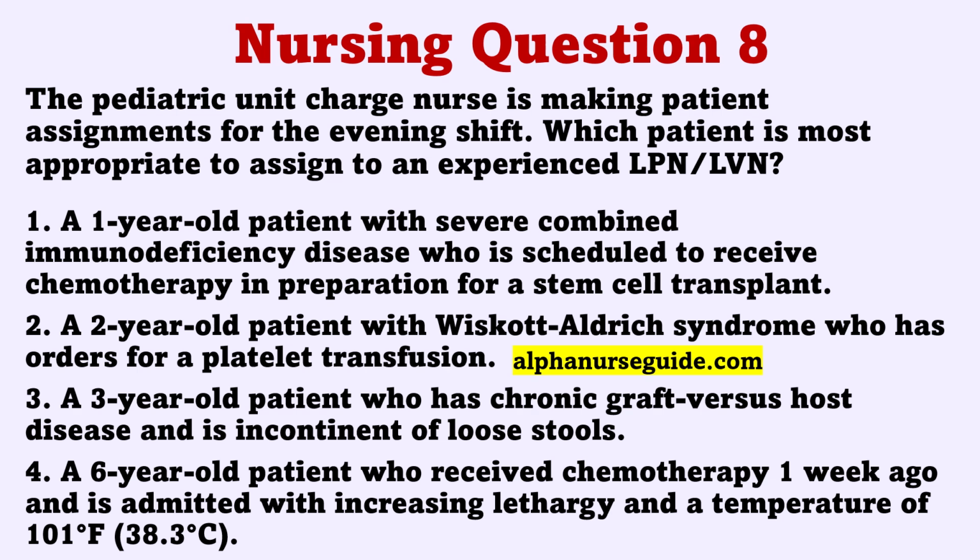The correct answer is 3. A 3-year-old patient who has chronic graft versus host disease and is incontinent of loose stools. LPN/LVN scope of practice includes the care of patients with chronic and stable health problems, such as the patient with chronic graft versus host disease. Chemotherapy medications are considered high-alert medications and should be given by RNs who have received additional education in chemotherapy administration. Platelets and other blood products should be given by RNs. The 6-year-old patient has a history and clinical manifestations consistent with neutropenia and sepsis and should be assessed by an RN as quickly as possible.